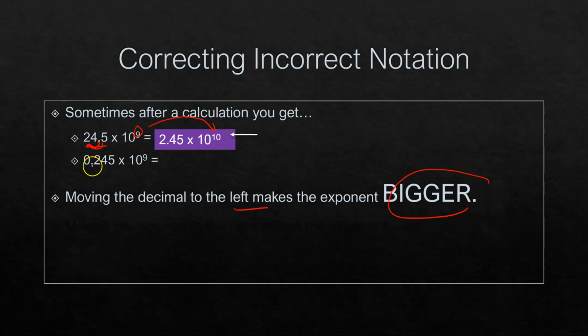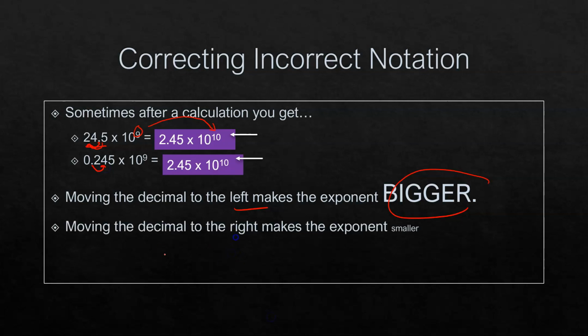Now here, we would have to move our decimal to the right to make that correct. So the way we would fix that is, whoops, that should be an 8 there, not a 10, excuse me. So because we move the decimal to the right, our exponent should get smaller. So we were 9, that would reduce that number to 8. Okay? So we need to be able to correct an incorrect scientific notation by moving the decimal and then adding or subtracting the exponent appropriately.